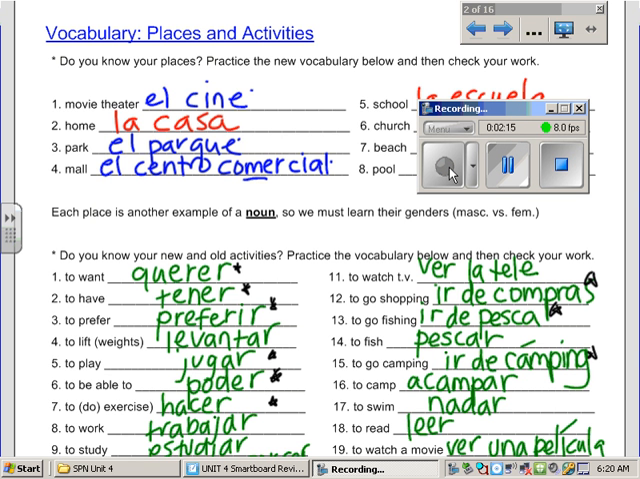Okay. So we start with querer, tener, preferir, levantar, jugar, poder, hacer, trabajar, estudiar, ver la tele, ir de compras, ir de pesca, pescar, ir de camping, acampar, nadar, leer, and ver una película. All of those with a little black mark next to them are examples of irregular verbs. Querer, tener, preferir, poder, and jugar on the left-hand side. Those are all stem-changing verbs where we add in a letter that had not been there before.